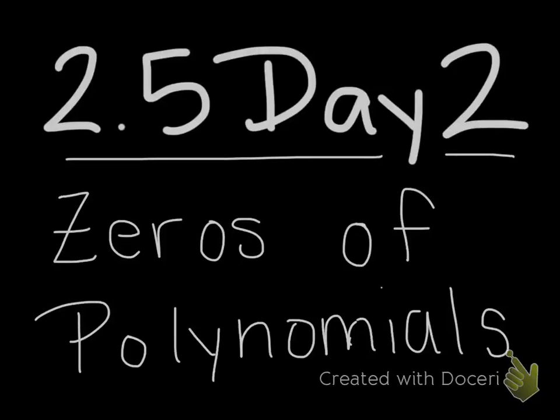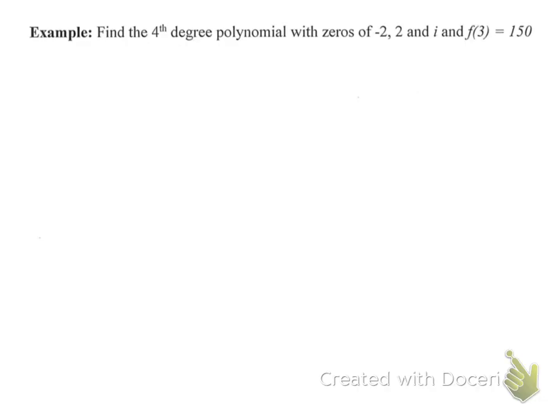Today we're doing section 2.5, day 2, and we're talking about the zeros of polynomials. So we're essentially going to be working backwards. You're now given the answers, and your job is to create the equation.